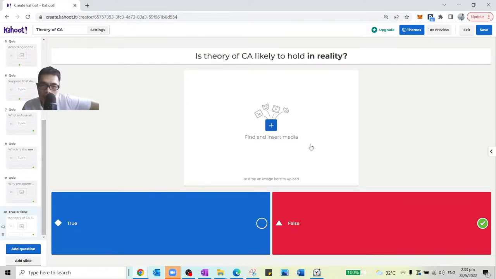So is the theory of comparative advantage likely to hold in reality? Unlikely, because of multiple limitations of CA. What are some of the limitations? You see that the assumptions don't hold in reality. But the theory of CA forms a basis of trade, and we can look at trade patterns from there. But is it going to really explain trade? Not really, because in reality, there are other factors that affect trade. Okay, got it?